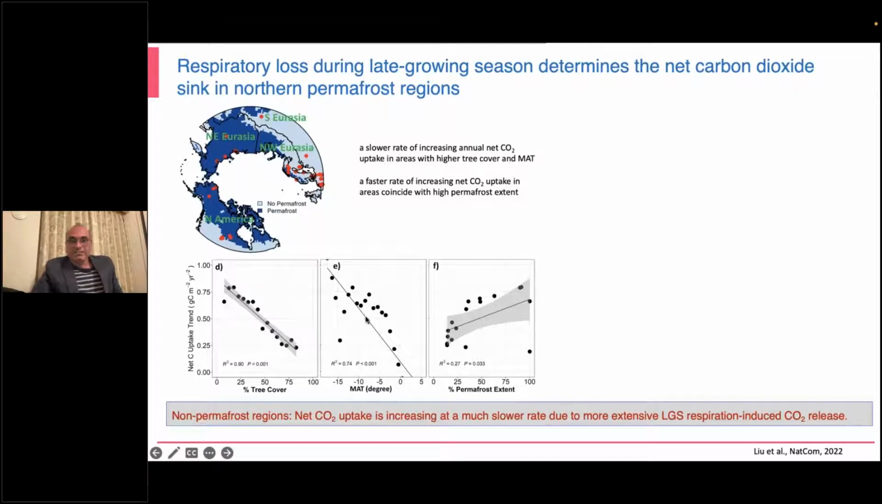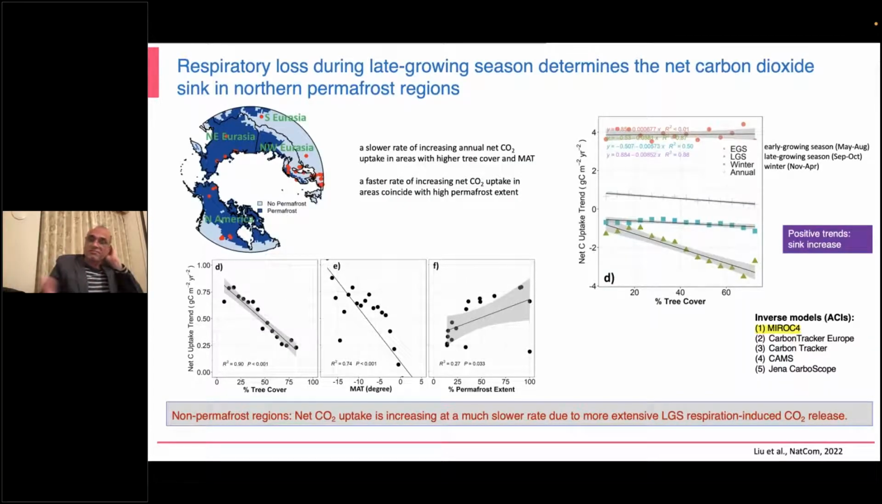And similarly for the temperature range, MAT is the mean air temperature. If you see, the cold regions are actually experiencing a faster increase in CO2 uptake, because we understand the Arctic region is warming much faster than the mid latitudes and the low latitudes. So the response in the cold high-latitude regions is faster for CO2. And again, if the permafrost extent is higher, then you have a faster increase in the CO2 flux uptake.